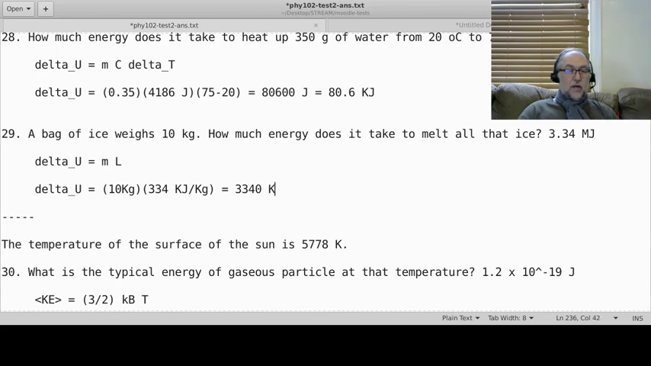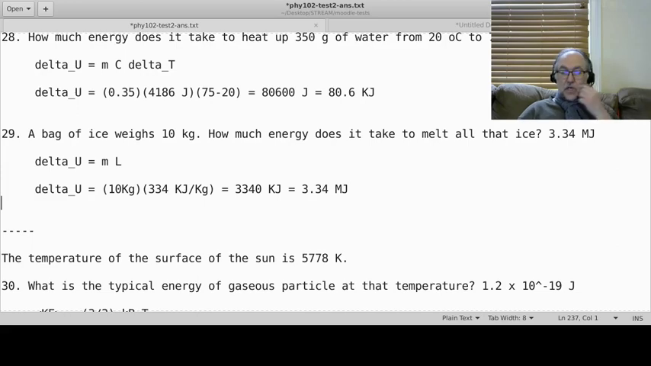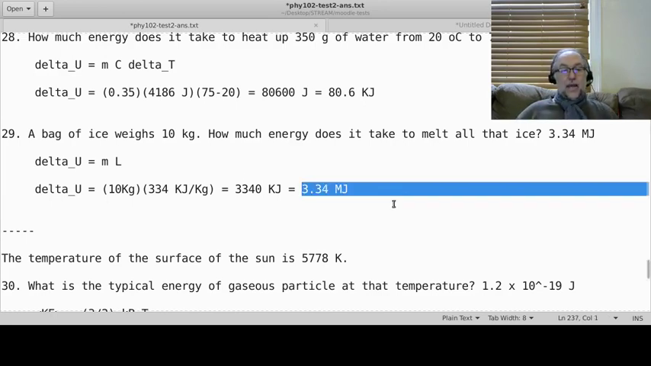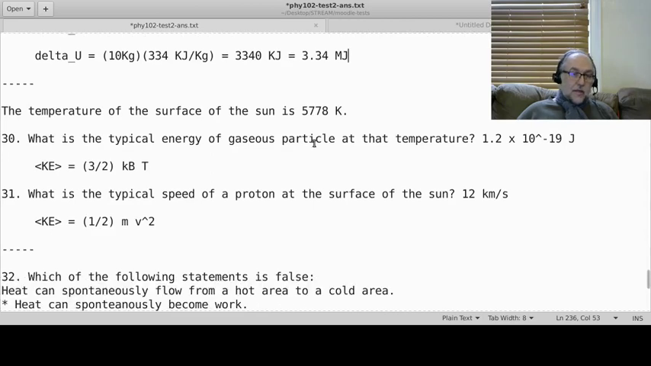So 3,340 kilojoules, which you can move the decimal over 3 and write as 3.34 megajoules, which is a lot of energy. So the next time you go and buy a 20-pound bag of ice, and you use it in your cooler and it takes forever to melt, you wonder, why does this ice take forever to melt? Because it needs to absorb a lot of energy from the environment before it melts. So ice is pretty good as a refrigerant, like in a cooler, because it just takes that much energy before it finally melts. All right, so let's move on.